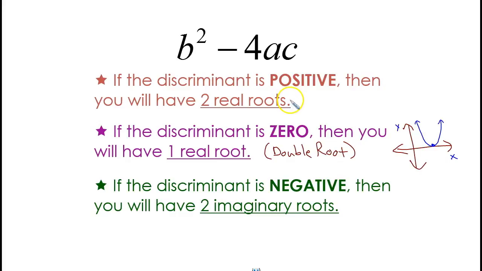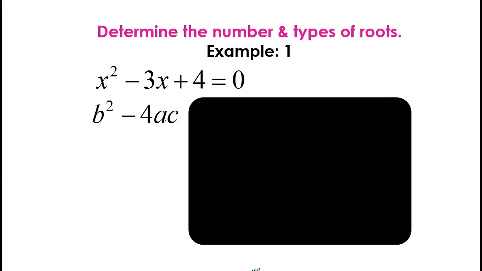So we either have two real roots, one real double root, or two imaginary roots. Those are the three choices. So you just need to know, once you do the math, is this thing positive, 0, or negative? So here's our first example.